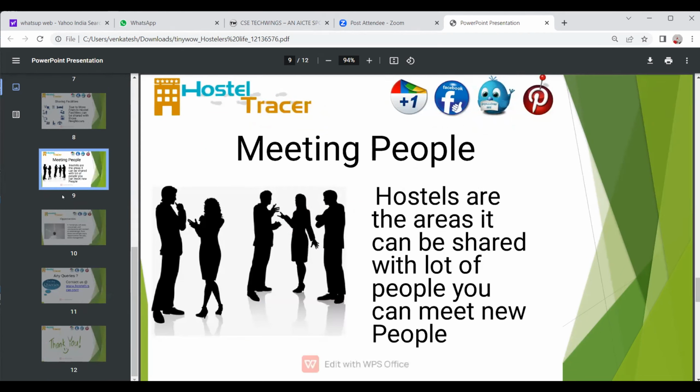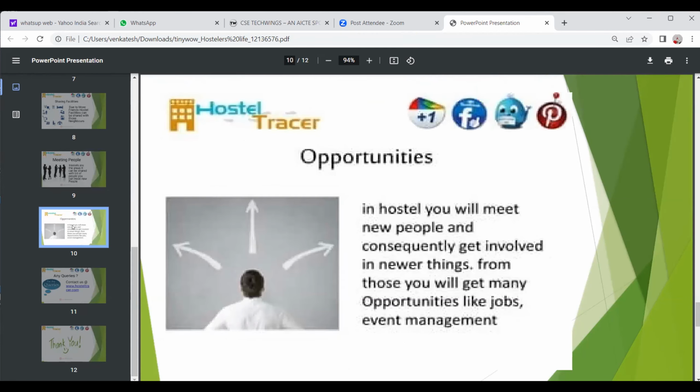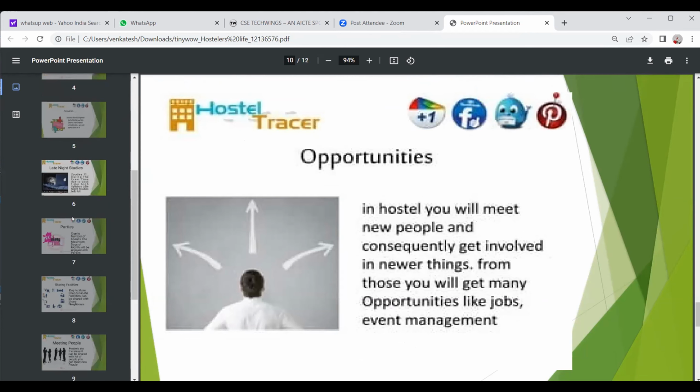Hostels are places where you can meet a lot of people, and we get some opportunities. The best opportunity in the hostel is that you will meet new people and consequently get involved in newer things. From those you will get many opportunities like jobs, event management, etc.